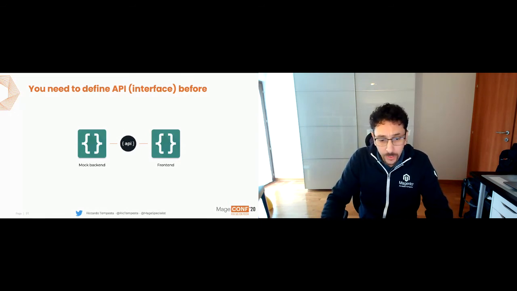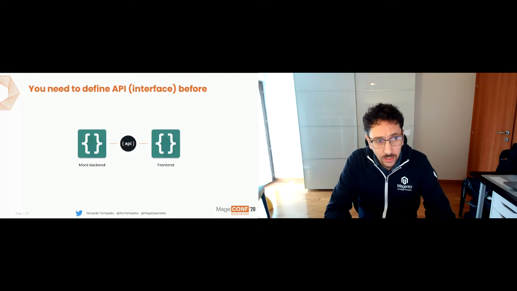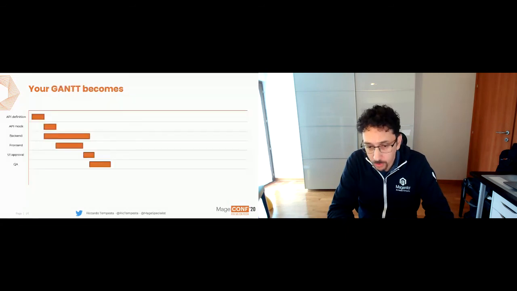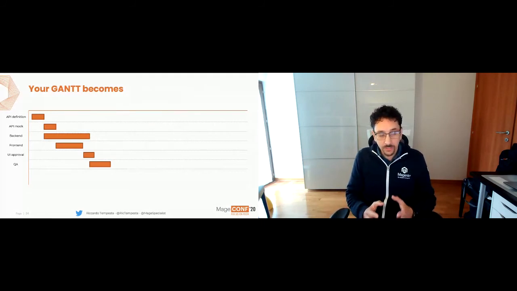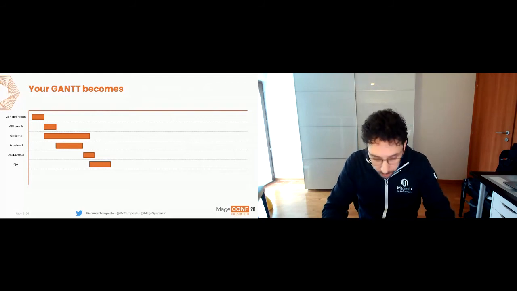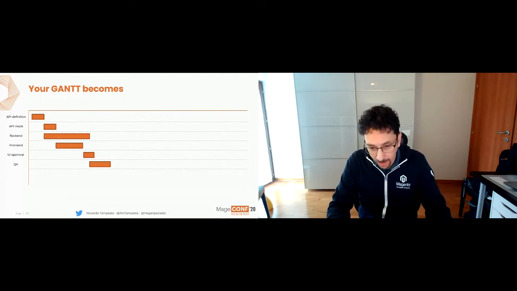And your Gantt becomes something like this. The only blocking task actually is the API definition. But once you define the API, you can create a mock, you can start the real backend work, you can start the front end, and so on. So you can use much more parallel working. If you're dealing with different teams, with different people, what you need is something that can go in parallel, because we already know that every project manager loves parallel working, even when you cannot apply it.